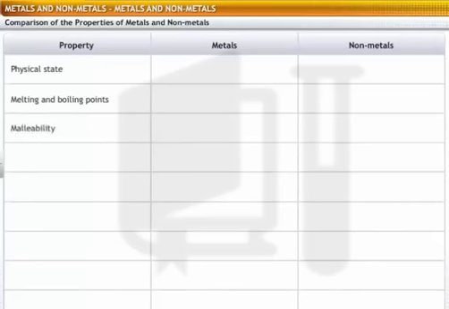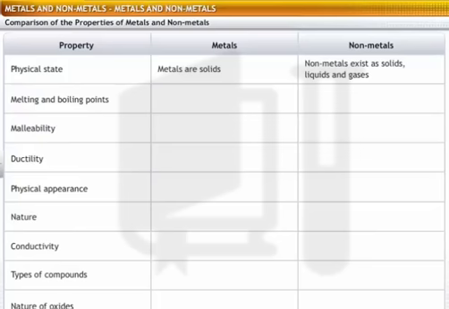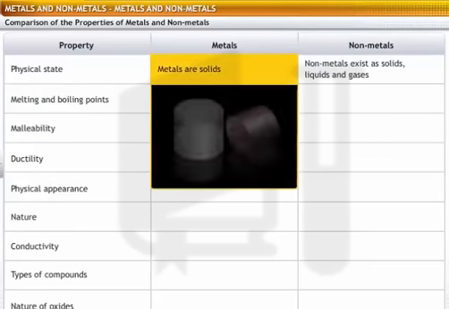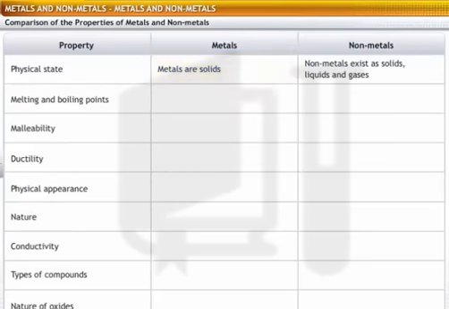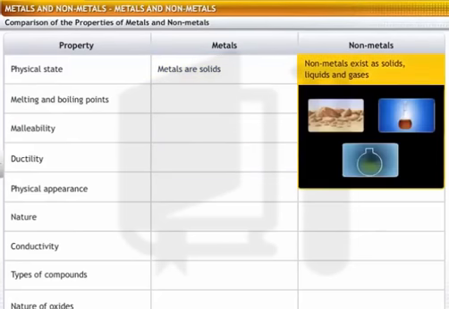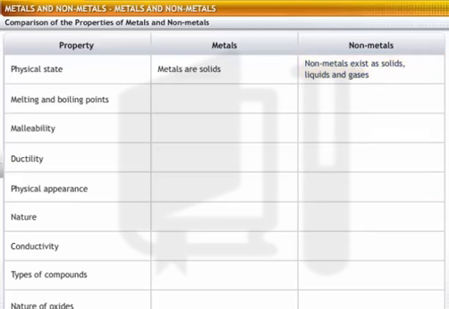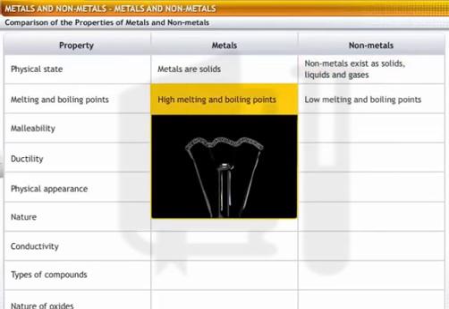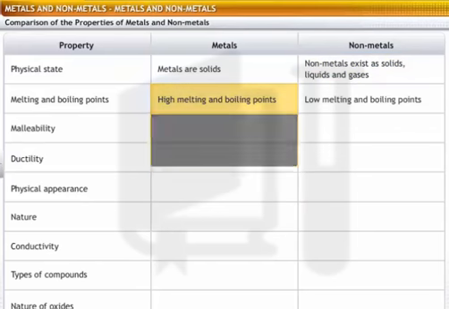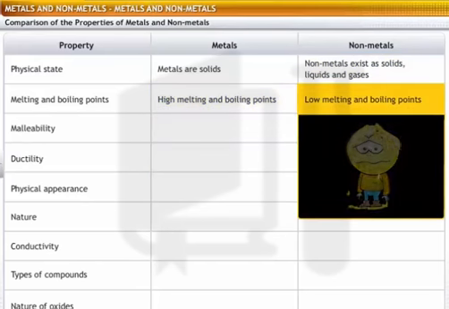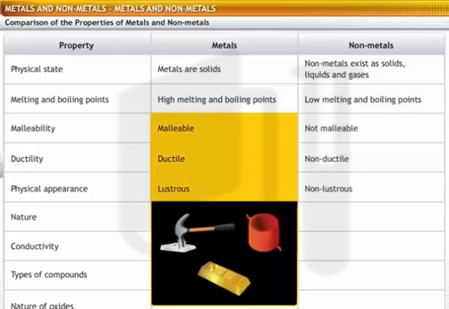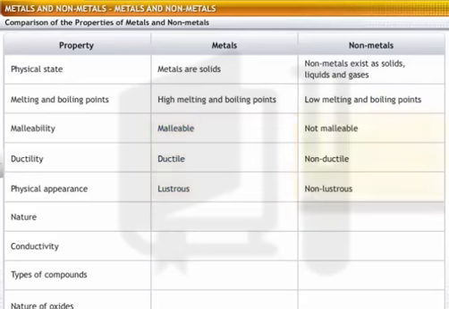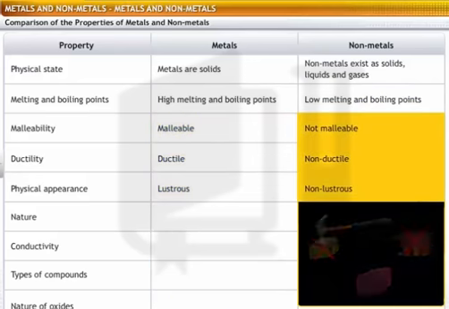Metals and non-metals exhibit a number of differences in their properties. Some of these important differences are: metals are generally solids, but non-metals may exist in solid, liquid, or gaseous states. Metals have very high melting and boiling points, unlike non-metals. Most metals are malleable, ductile, and lustrous, while non-metals are not.